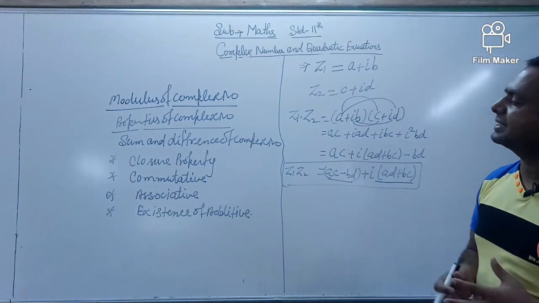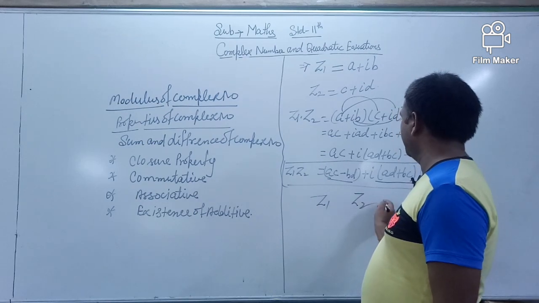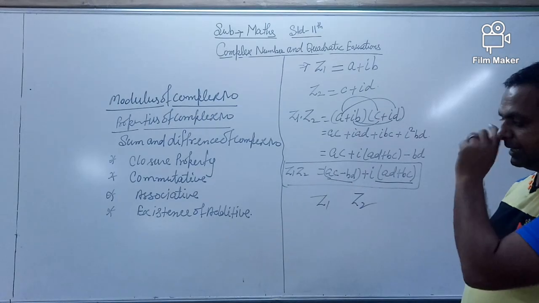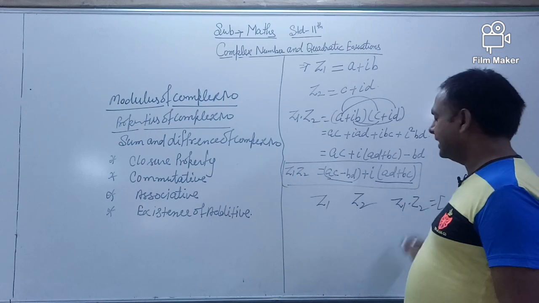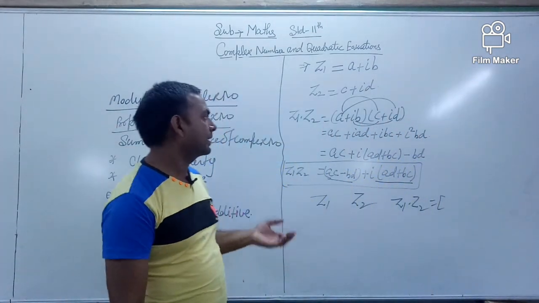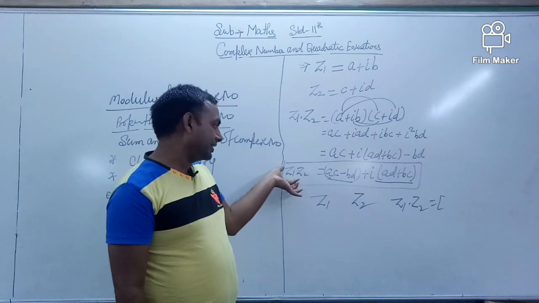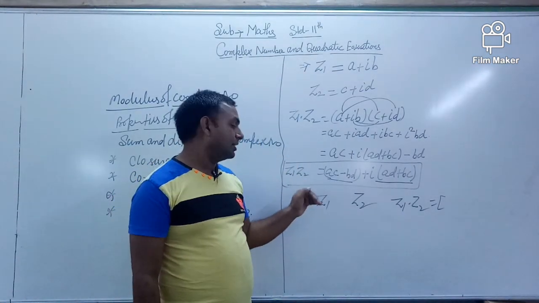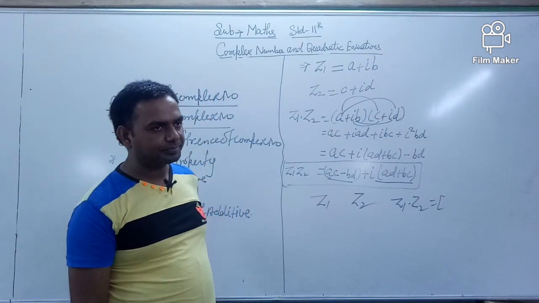Closure property means if you have two complex numbers, z1 and z2, and you take the multiplication of both complex numbers, then the resultant z1 into z2 is also a complex number. Here we take the multiplication of z1 and z2, and we find that the resultant is also a complex number.